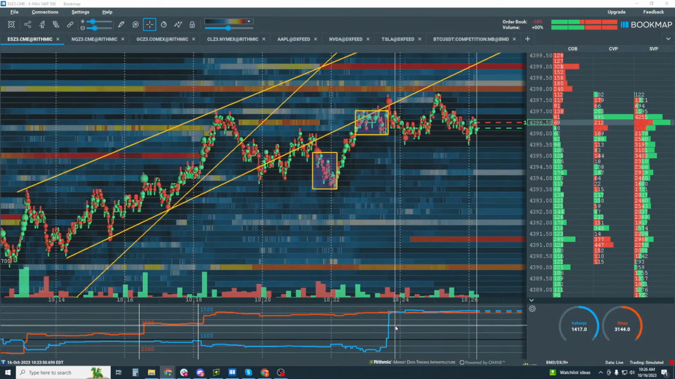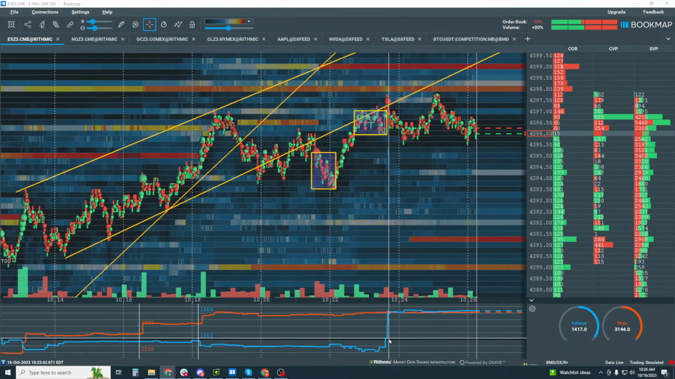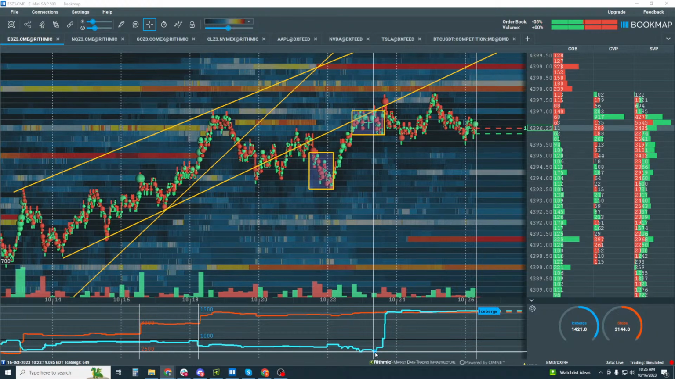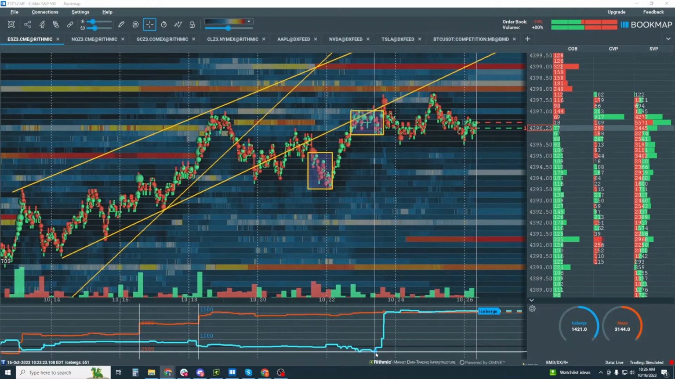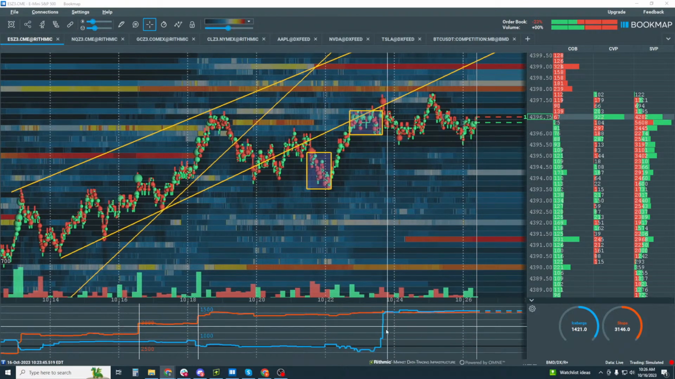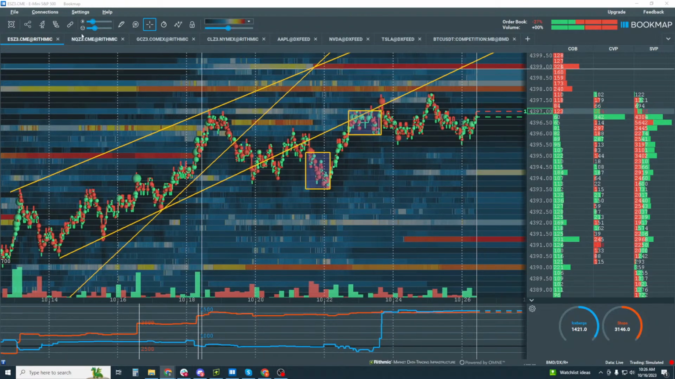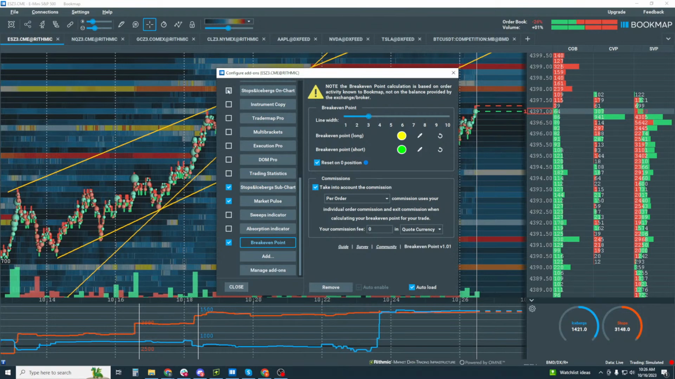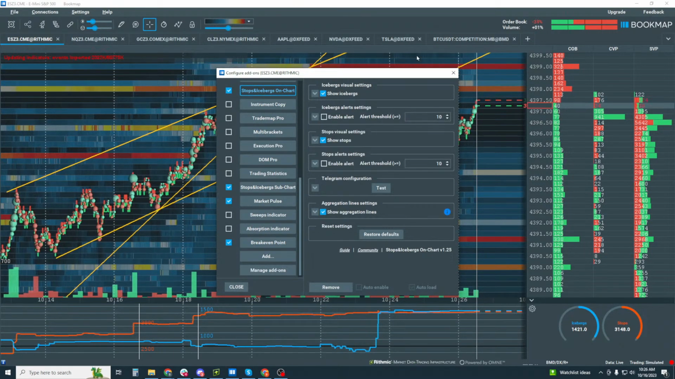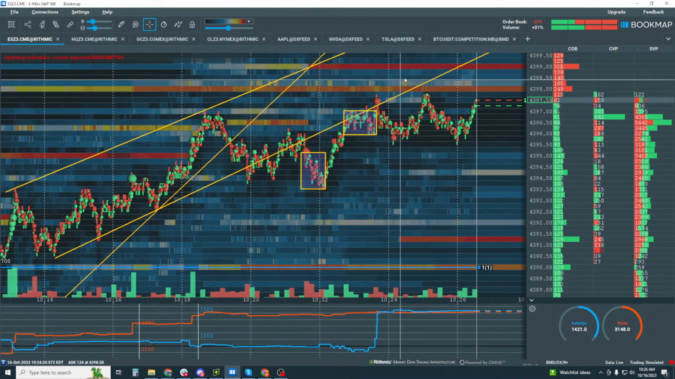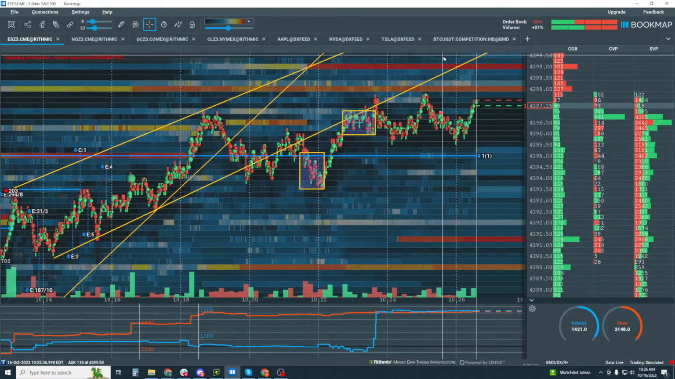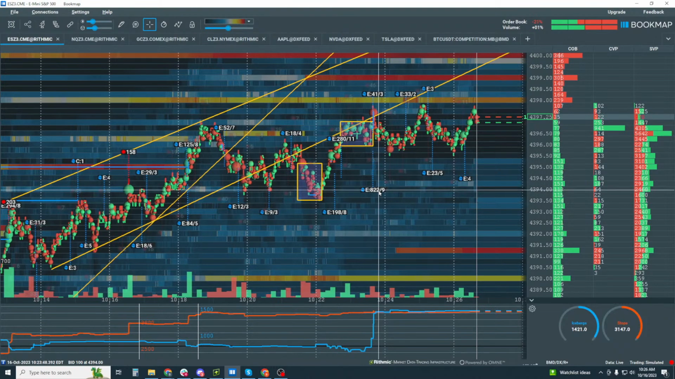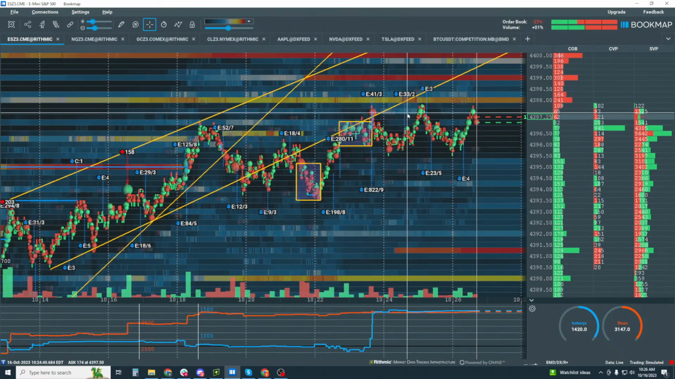A lot of iceberg buying just came in here, about 600. 800. Turn on the chart. Yeah, 822 buy side.